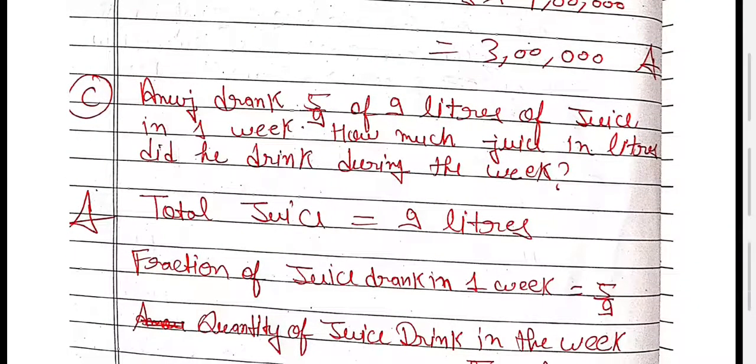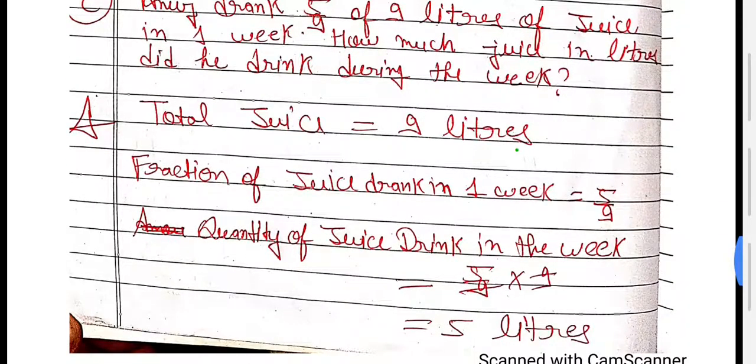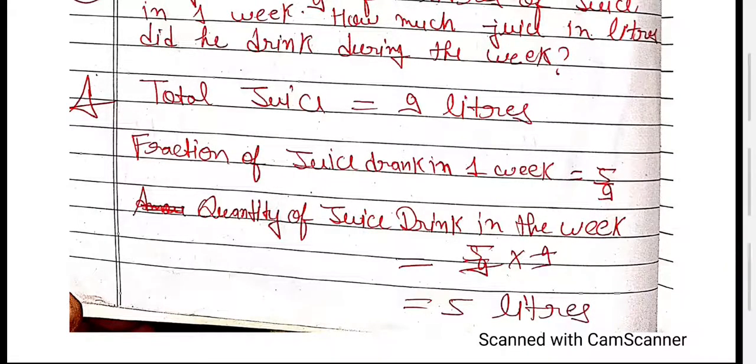Now come on to part C. Anuj drank 5 upon 9 of 9 liters of juice in 1 week. How much juice in liters did he drink in the week? Okay, the total juice you have is 9 liters. The fraction of juice drunk in 1 week is 5 upon 9. Then what is the quantity of juice drunk in 1 week? How much juice did he drink in 1 week?